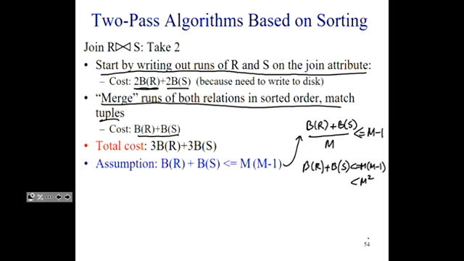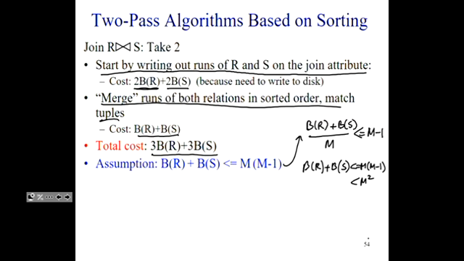The cost here is simply 3 times (B(R) plus B(S)), right? You don't really need to sort everything in its entirety before you do the merge. You can just skip those two intermediate steps and just sort on the join attributes and then do a merge. Any questions about this? Does it make sense?